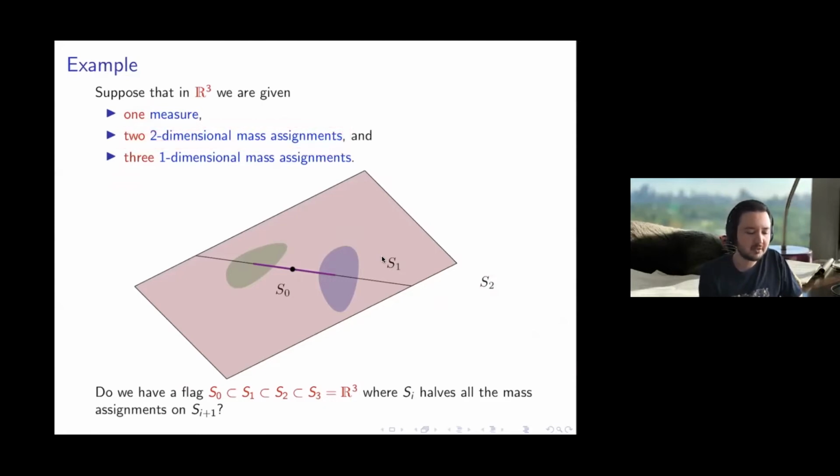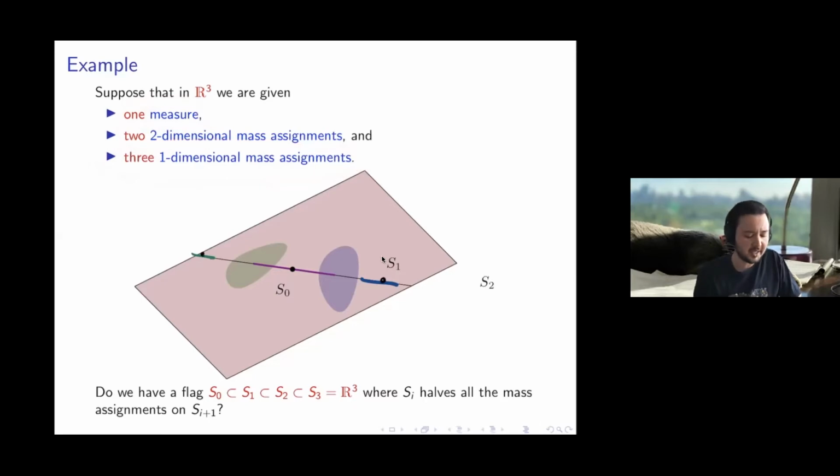But now here, instead of having 1 interval, I should have, in this line S1, 3 mass assignments, and I'm not completely sure that they will all share a median, those measures on this line. So it's usually very easy to split 1 measure with a plane. So the question is whether the freedom I'm getting here to choose the first plane can make up for what I'm missing here that the ham sandwich theorem doesn't give me.